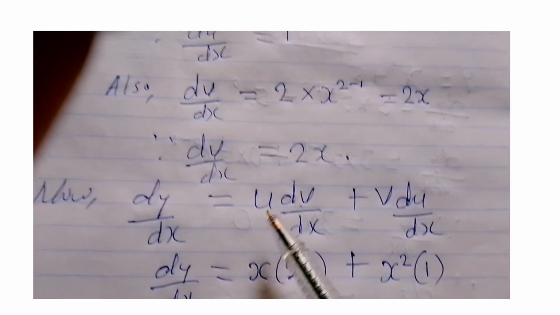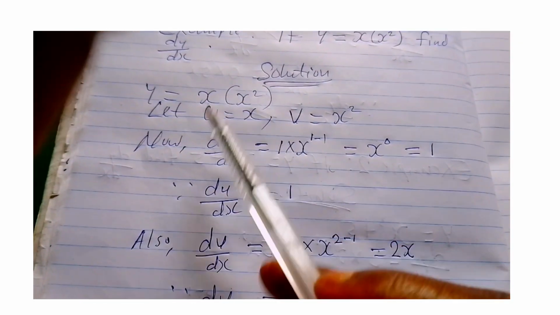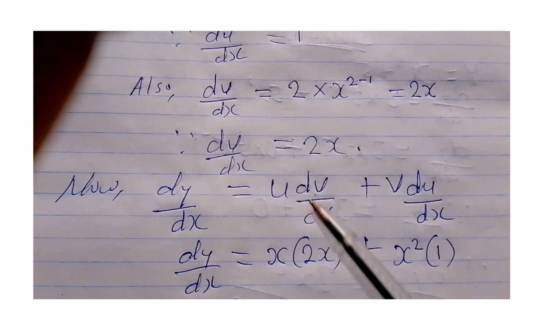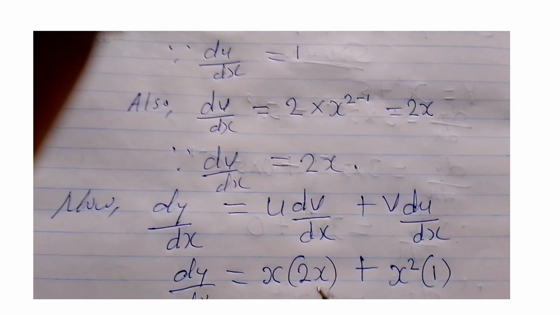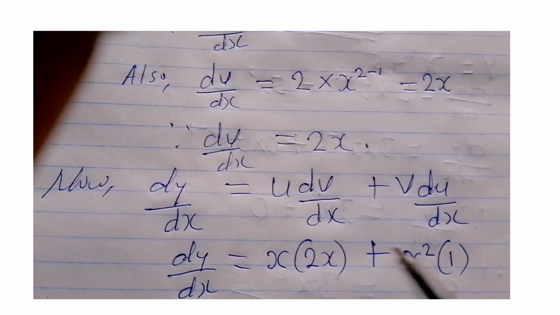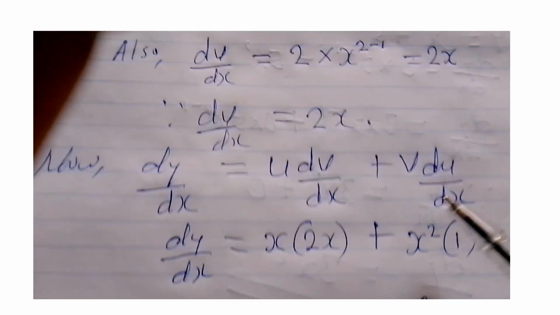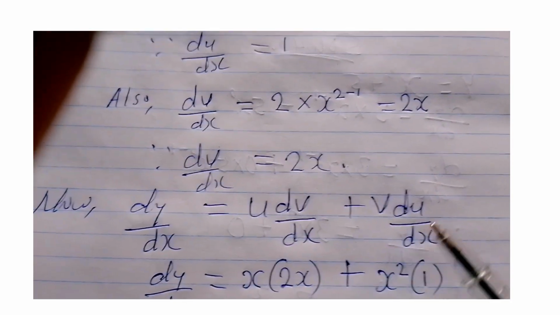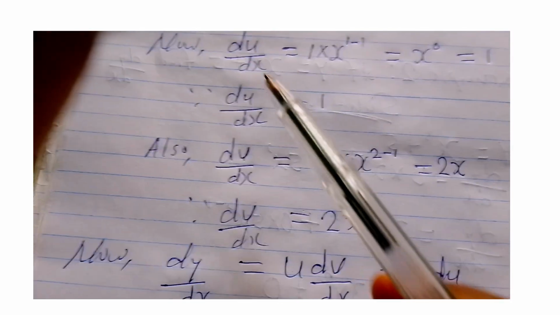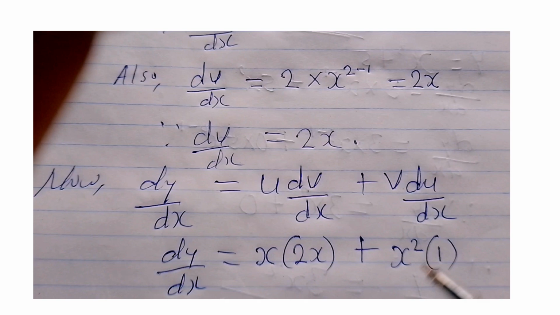Our u is what? We know that our u is x, right? So we put x in place of u. Our dv/dx is what? You know that our dv/dx here is 2x, right? You put it in place of dv/dx. Our v is x squared, right? So we put x squared in place of v. Then our du/dx is what? Our du/dx is 1. We put 1 in place of du/dx.